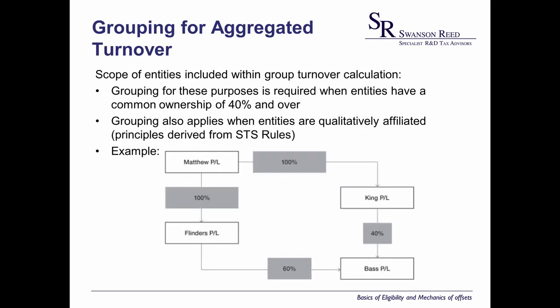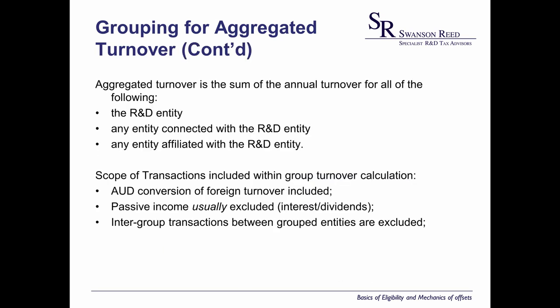When assessing group turnover, an R&D entity must include entities that are deemed to be connected or affiliated. Entities are connected where there is 40% common ownership. Entities are affiliated when they are acting in concert with each other or in accordance with each other's wishes. Aggregated turnover is the sum of the annual turnover for the R&D entity itself, plus any entity connected with the R&D entity, plus any entity affiliated with the R&D entity.